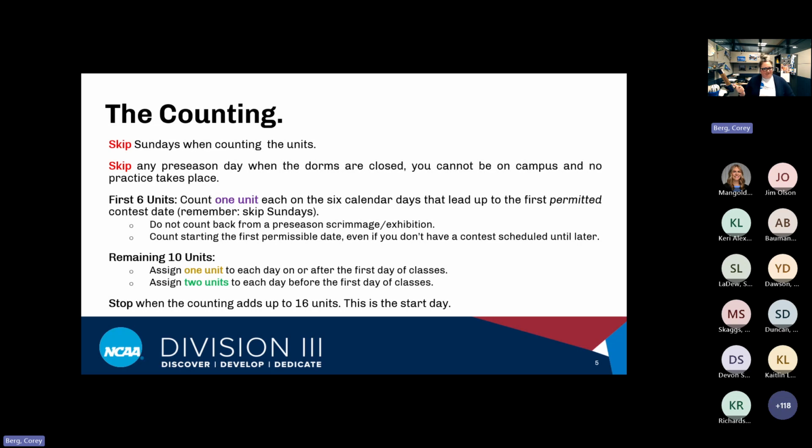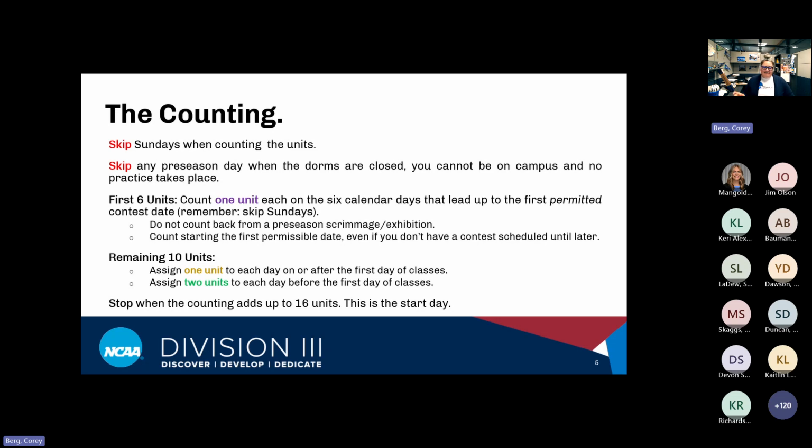First thing, as I kind of alluded to on the previous slide, is you're always going to skip Sundays when you count units. You're also going to skip any days where your dorms are closed and you can't be on campus and no practice is taking place. That's kind of a no-brainer. And then we're going to get to the counting and dole out 16 units. That's what bylaw 1702.12.2 talks about, how to count those 16 units.